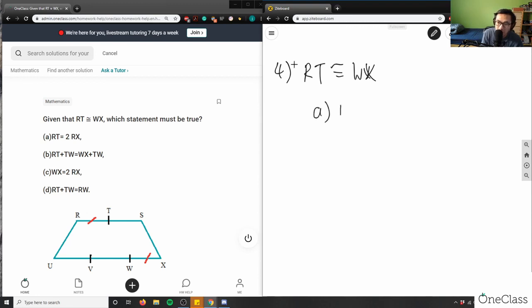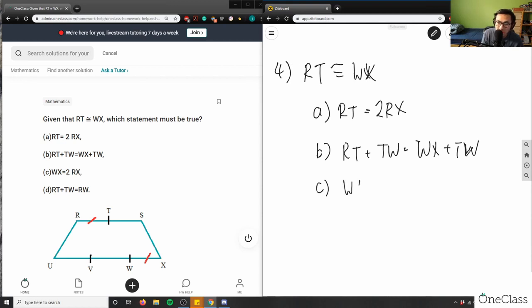A is RT equals 2RX. B is RT plus TW equals WX plus TW. C here is WX equals 2RX. And D here is RT plus TW equals RW. Okay, so let's look at number 1.